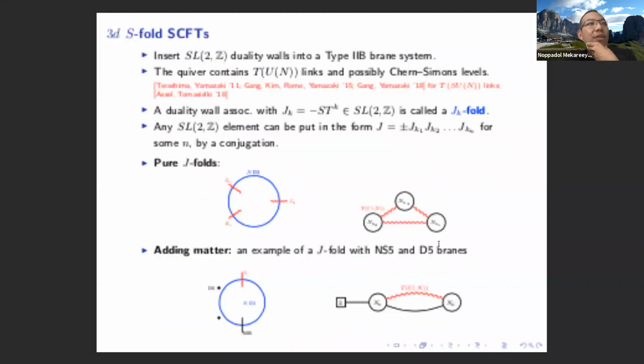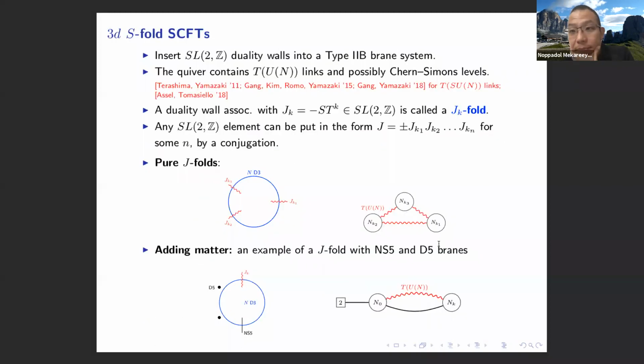So why is this interesting? Sorry, yes, just one question. Are the usual orientifolds included in this set? This is not an orientifold. This is okay.